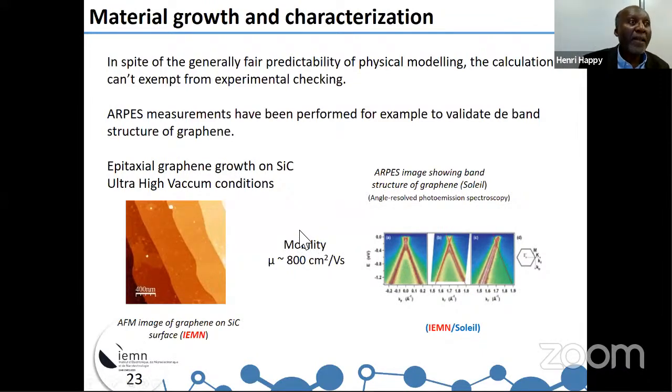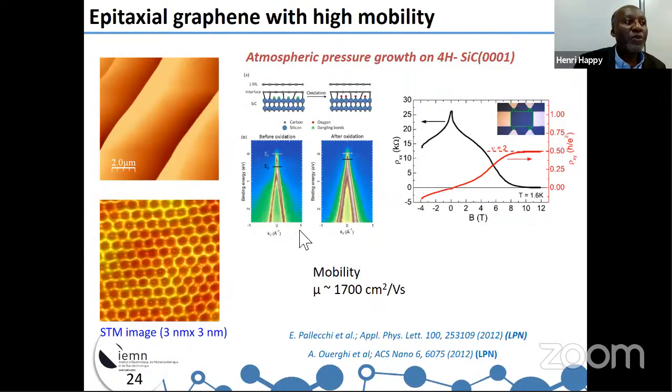And if you grow the same material with other conditions, not at ultra high vacuum but at atmospheric pressure, for sure the temperature of growth is not the same. We have many other changes in growth parameters, but it is grown in atmospheric pressure, on silicon carbide also. With these growing parameters, we have a higher mobility on this material, around 2,000 centimeters square per volt per second. That means the growing parameters have a high impact on material properties.